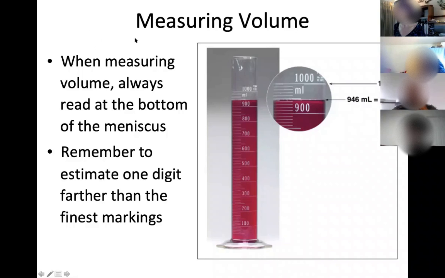Oh, let me get my little spotlight. Maybe that's better. 910, 920, 930, 940. So it's more than 940 and less than 950. So we have to make a guess to 1/10 of that smallest digit. So we'll say 946. So the units on that marking scale tell us how many places to put in our measurement.